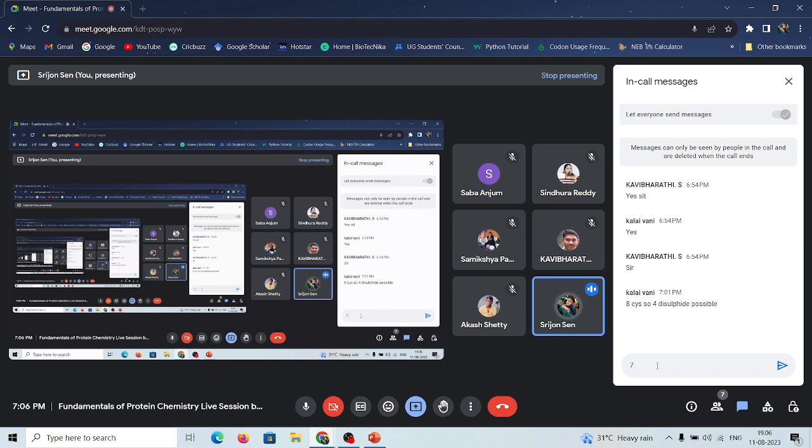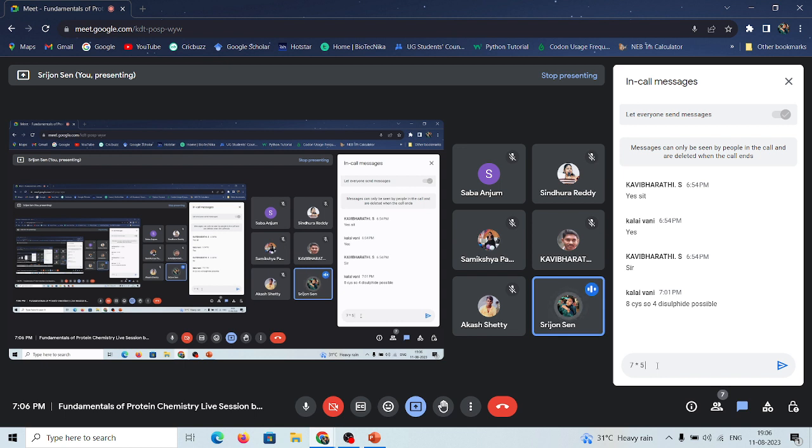So say the first one has combinations with all the 7. Now when one disulfide bond is formed, say between 1 and 2, another disulfide bond cannot form between 1 and 2. Now there are 6 other cysteines left. So between these 6 cysteines there can be 5 different combinations, because 5 different types of disulfide bonds can be formed.